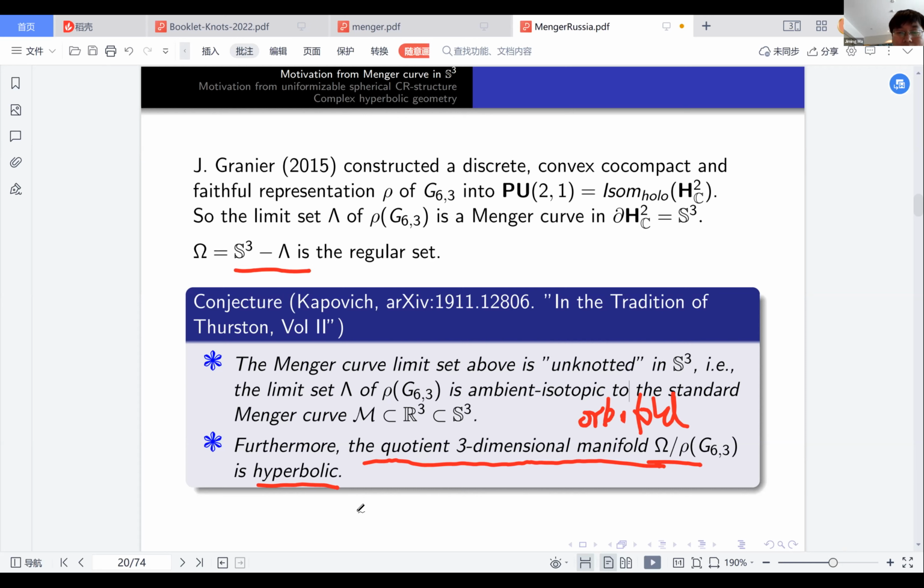So from Omega here to the 3-manifold, rho, G_6^3, this is an orbifold covering map.